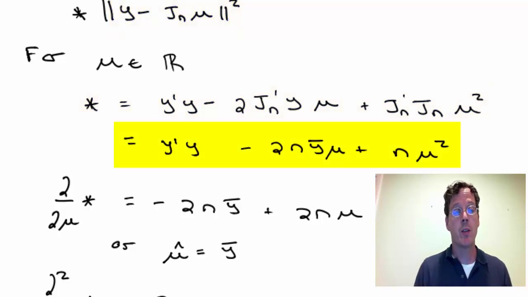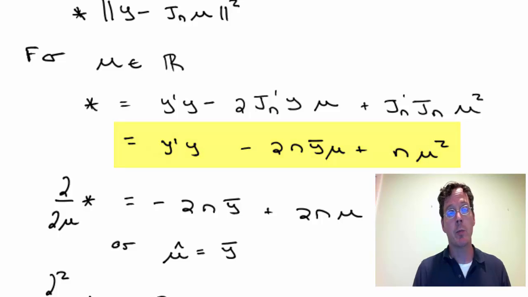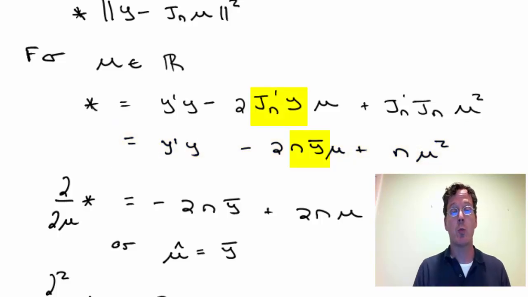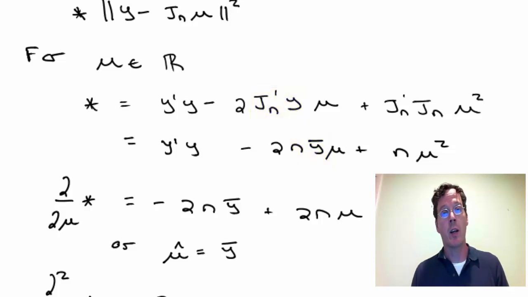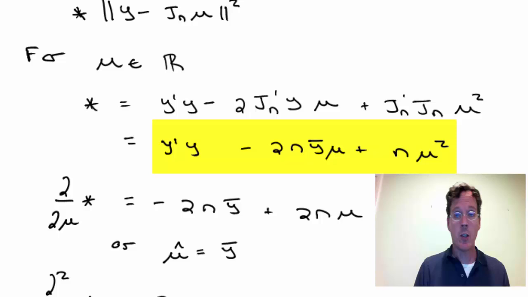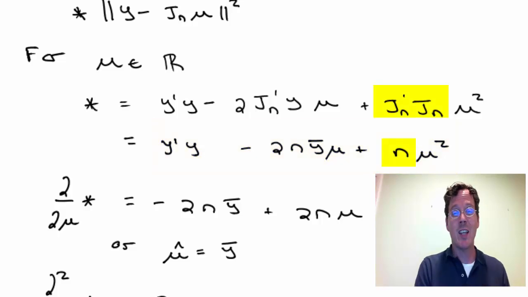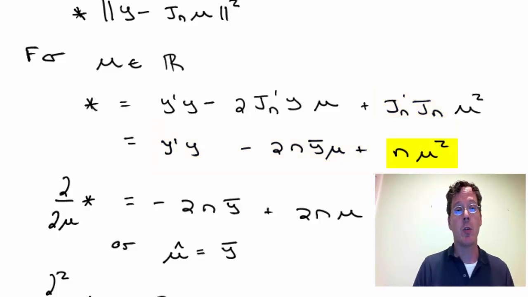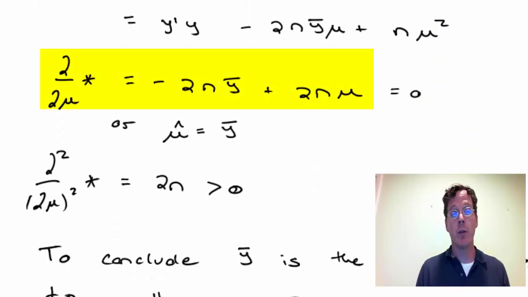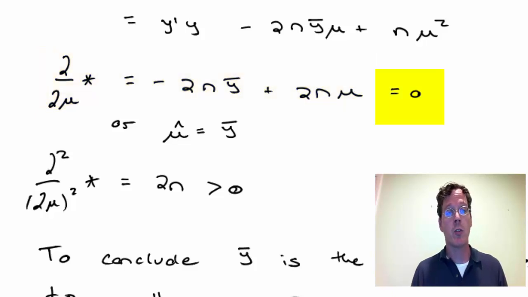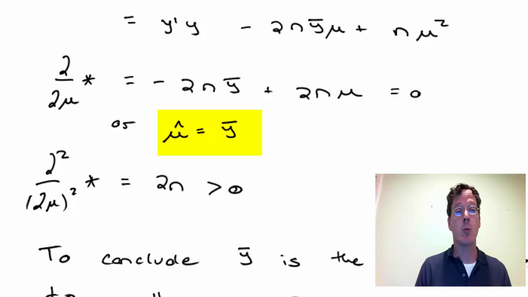We can simplify this as y transpose y minus 2n y bar, because jn transpose times y is just the sum of the elements of y, which is n y bar, times mu, plus jn transpose times jn is n, so plus n mu squared. If we take a derivative with respect to mu, we get negative 2n y bar plus 2n mu. If we set that equal to 0, we get that mu hat is y bar.